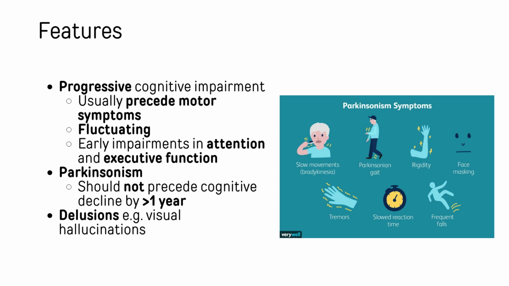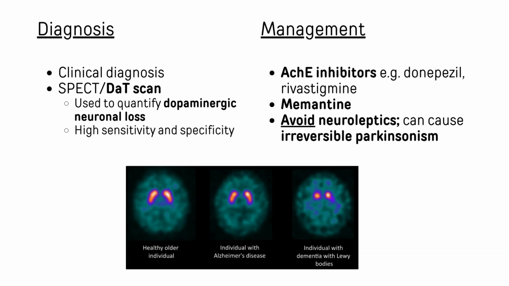Another thing to note is that in terms of Parkinsonism, it should not precede cognitive decline by more than 1 year. So it should have happened within a year of the cognitive decline. And there can also be visual hallucinations. So Lewy body dementia, think fluctuations in cognition, Parkinsonism, visual hallucinations, and Lewy bodies.